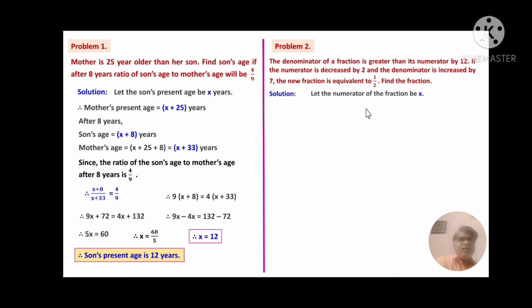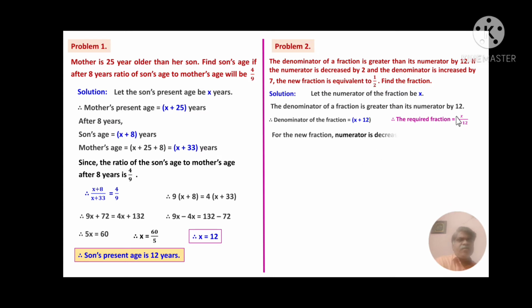Now let us consider the numerator to be x. It is given that the denominator is greater than the numerator by 12, so the denominator will be x plus 12. We got the numerator and the denominator. Now we write the fraction. Therefore the required fraction will be x, the numerator, over x plus 12, the denominator, that is x divided by x plus 12. We have to find the value of x, after which we get the required fraction.